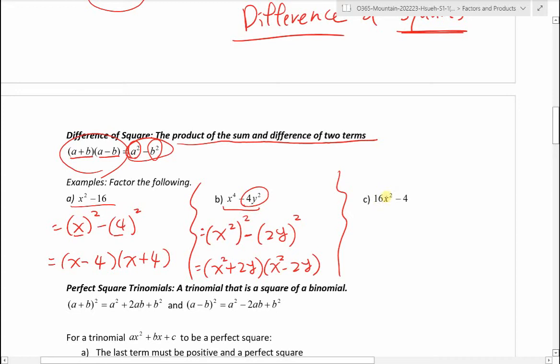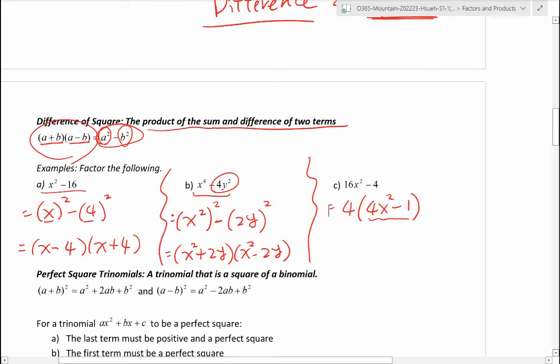Lastly, you can see that this one is trickier because we should factor out the common factor of 4. Then you get 4 times x squared minus 1. And then that is a difference of squares. I mean, technically speaking, this is also a difference of squares, but we should always factor out the common factor first, right? So this can be rewritten as 4 times 2x squared minus 1 squared. Okay, because 2x squared is 4x squared, and 1 squared obviously is just 1.